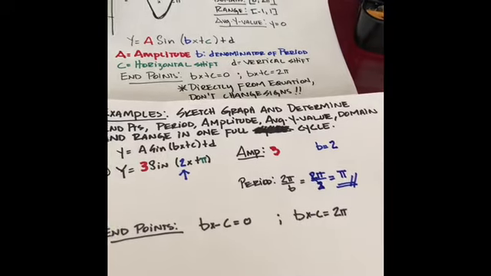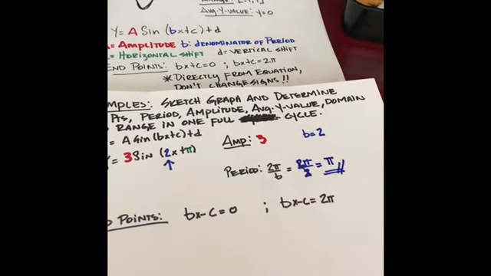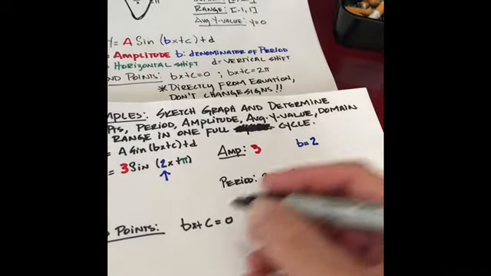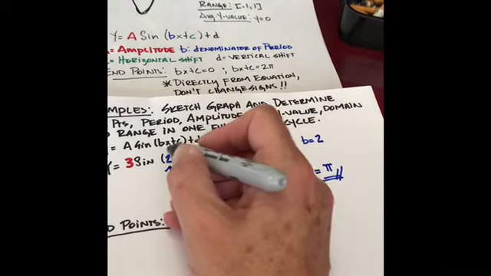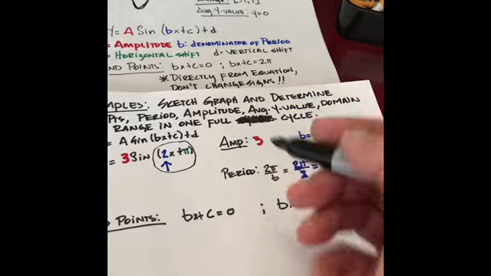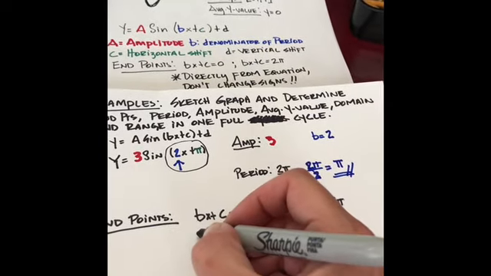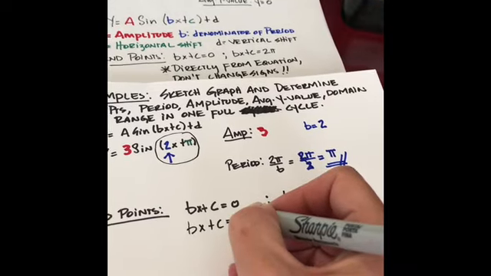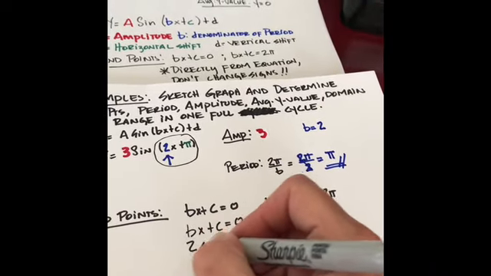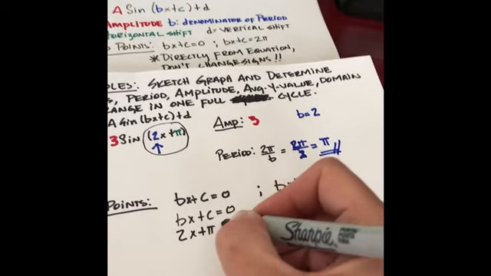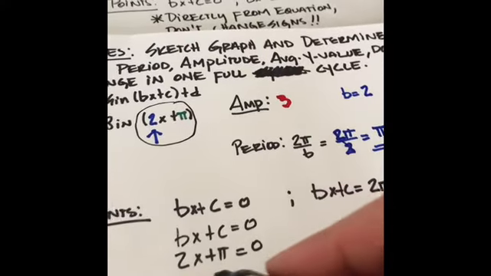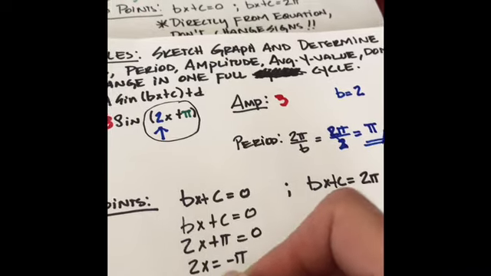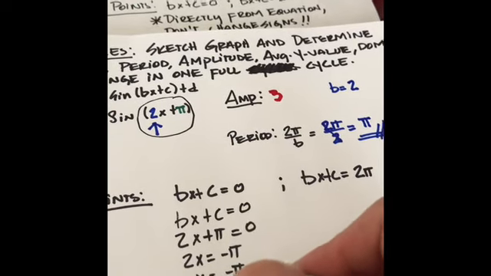The endpoints: bx plus c, here it is plus, bx plus c is equal to 0. Remember that I take this part of the equation directly without changing the signs and solve for x. So bx plus c is equal to 0, which is 2x plus pi equals 0. This means that 2x is equal to minus pi, x is equal to minus pi over 2.